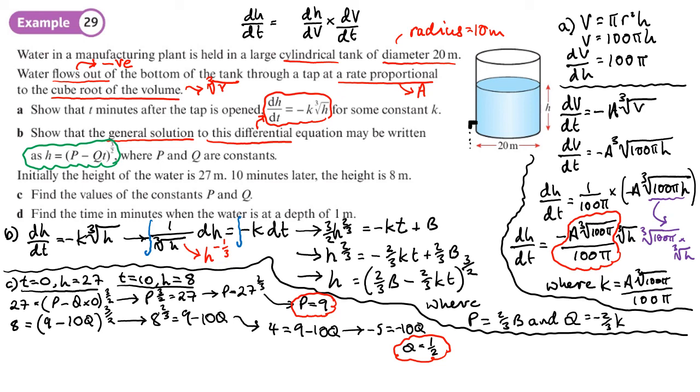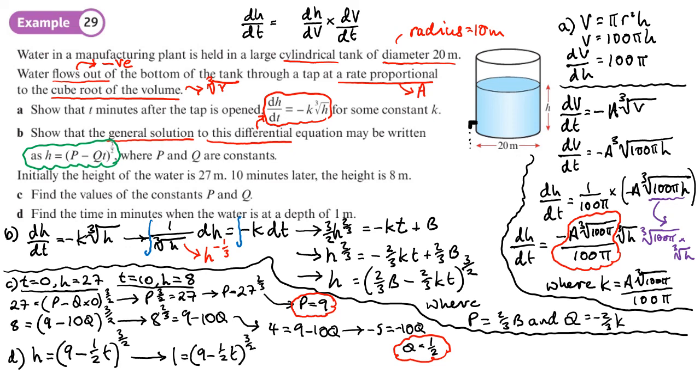And finally, part D. What's part D asking for? Find the time in minutes when the water is at a depth of 1. Right, so we can write our full equation. H equals, now P was 9, 9 minus a half T, because Q was a half, to the power of 3 over 2. We're finally there. Find the time in minutes when the water is at a depth of 1. So H is 1. 9 minus half T to the power of 3 over 2.